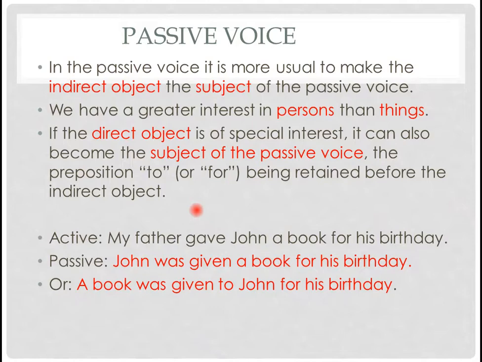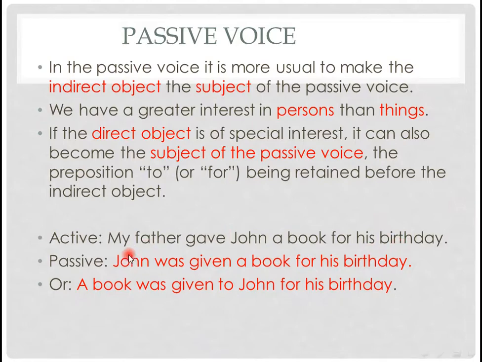The preposition to or for is retained before the indirect object. We need to add for or to before the indirect object when we put the direct object as the subject of the passive voice sentence. Let us look together at the following examples. My father gave John a book for his birthday. John is the indirect object. Book is the direct object. For his birthday is the complement of the sentence.